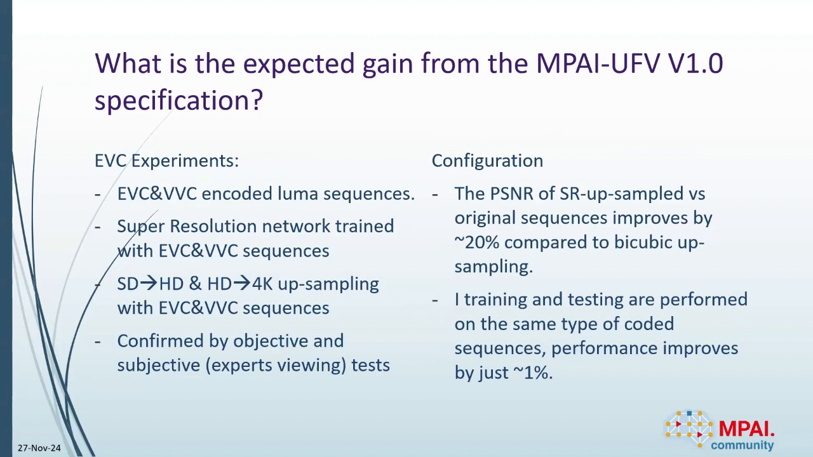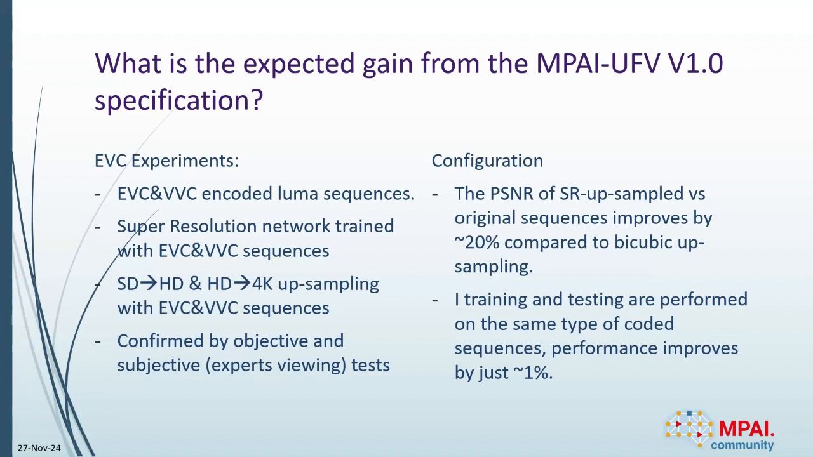So here is the experiment that we have done. We have used encoded sequences, luminance, but they are also confirmed with subjective test with expert viewing. Then we trained the super resolution network with these sequences. We have upsampled from super resolution, standard definition to high definition, from high definition to 4K, with these encoded sequences. Then, as I said, we have found that the gain is about 20%.